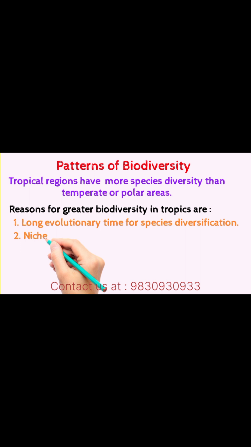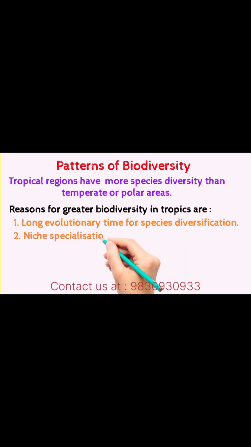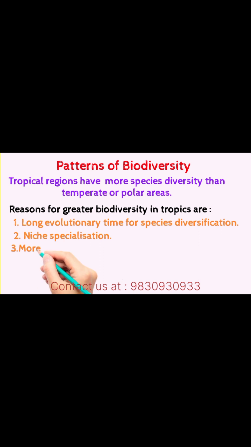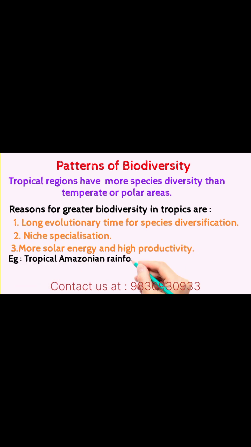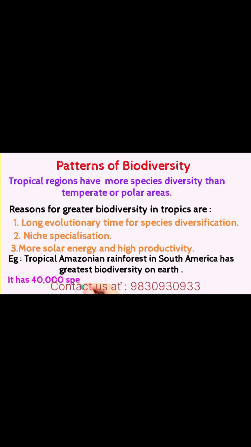For example, the tropical Amazonian rainforest in South America has the greatest biodiversity on the earth. It has 40,000 species of plants, 3,000 species of fishes and more than 1,25,000 species of invertebrates. Moreover, if we move from the tropics to the North Pole, we can see the number of bird species also decreases. Like New York has a huge number of bird species compared to that present in the Atlantic region.